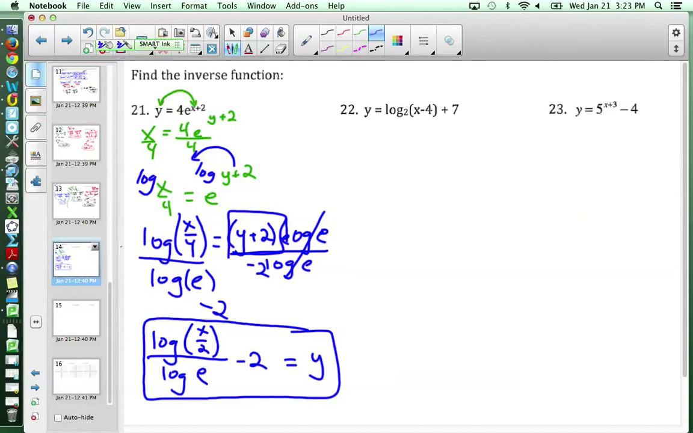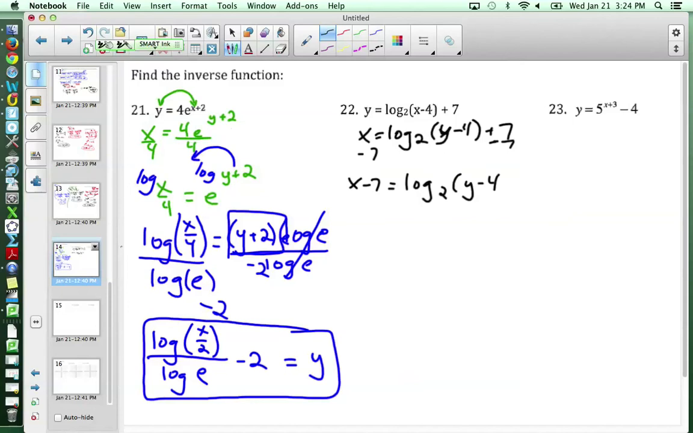For number 22, we have a logarithmic equation. We want to change it to exponential to find the inverse. So we need to start by switching x and y. So we have x equals the log base 2 of y minus 4 plus 7. So to get the y by itself, first move the 7 over. Subtract 7 from both sides. So x minus 7 equals the log base 2 of y minus 4.